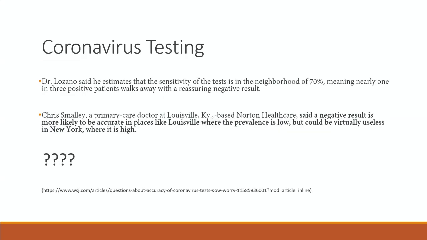So this is from the Wall Street Journal, and it talked about early coronavirus testing. The estimate of the sensitivity of this coronavirus testing was 70%, meaning that 1 in 3 positive patients walk away with a reassuring negative result, but they actually have it. This is actually getting at specificity in what the first quote said, but they were talking about sensitivity. Then another doctor quoted in this article said a negative result is more likely to be accurate in places like Louisville, where prevalence is low, but virtually useless in New York, where it's high. What is that about?